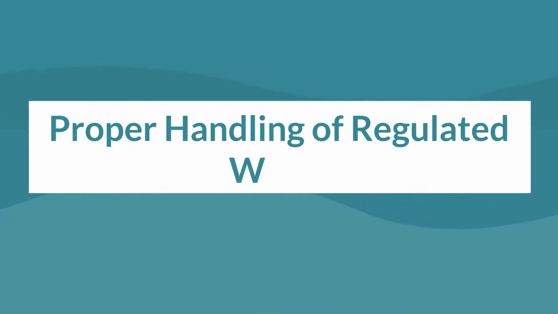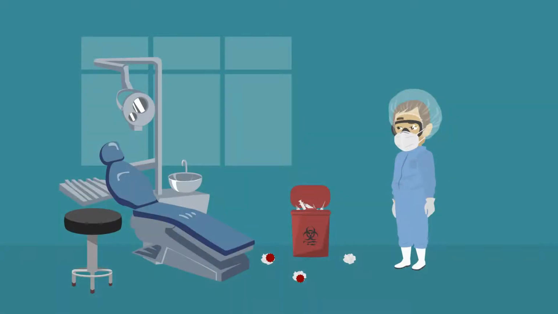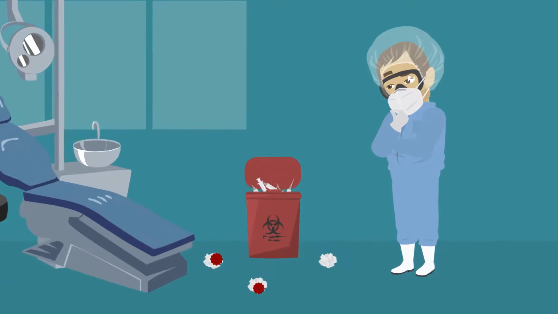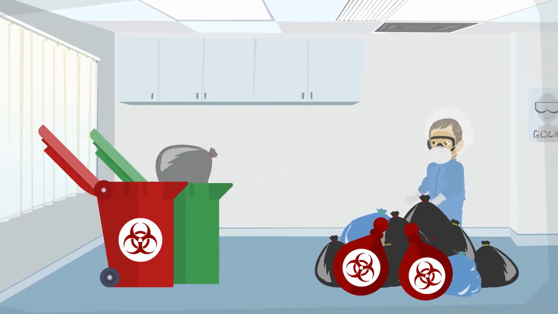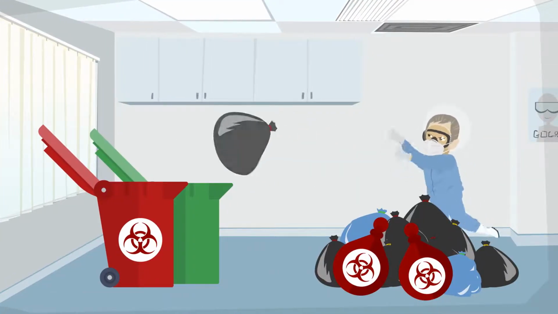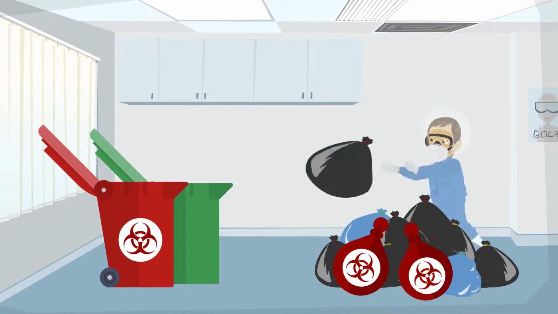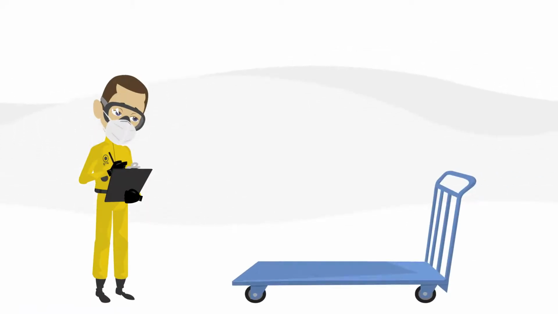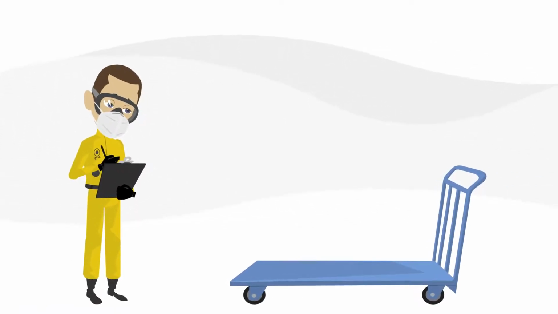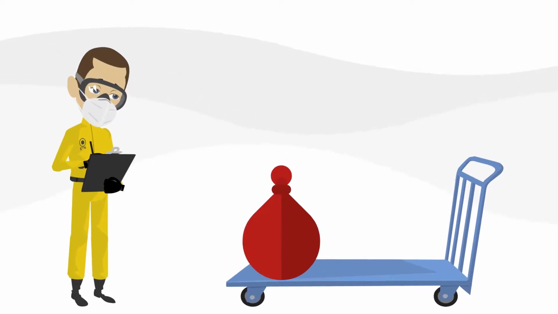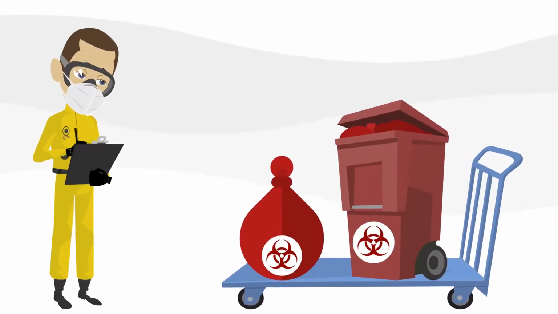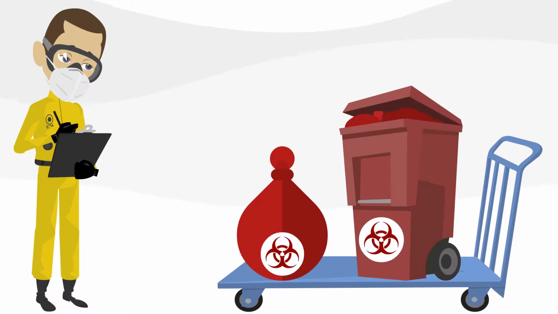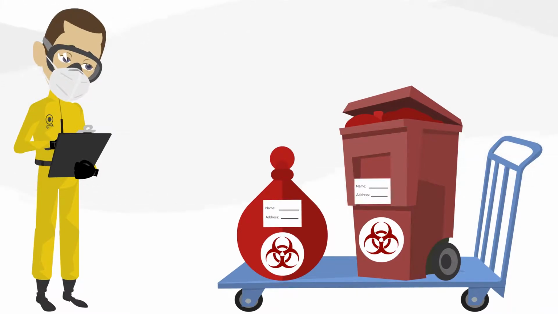Proper handling of regulated waste. Safe handling of regulated waste, including sharps, is essential. Regulated waste must be placed into appropriately designed containers, a red bag, or a container labeled with the biohazard symbol. To comply with regulations regarding the accumulation of hazardous waste on site, all sealed biomedical waste red bags and sharps containers must have the biohazard label and a label with the facility's name and address.